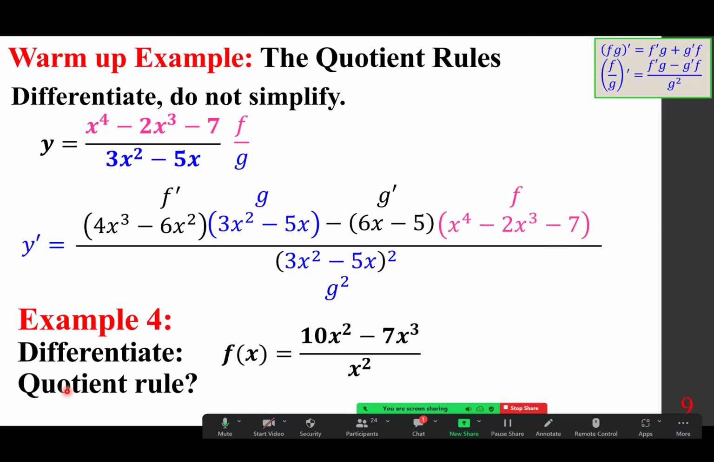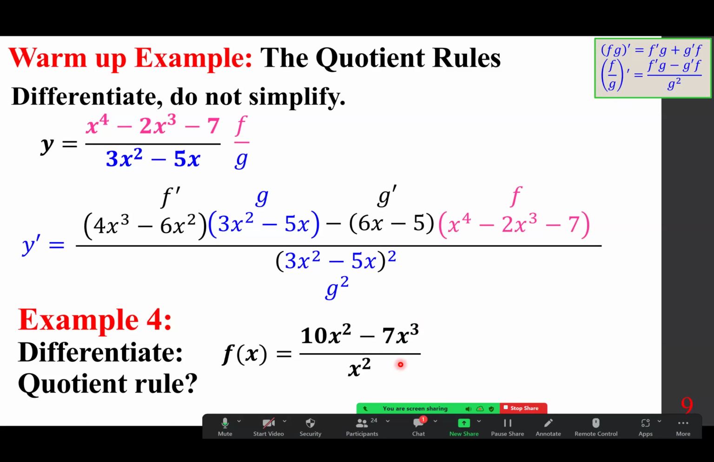Example 4, differentiate quotient rule with a question mark. F of x is 10x squared minus 7x cubed over x squared. It is important to know whenever you have to use the rules such as quotient rule or the product rule, you have to use it. But specifically in the case of a quotient rule, if you don't have to use it and you use it, it takes a lot longer to get to the answer if you can finish the job. Normally, students who don't see the easy way out, they can't finish the job anyways.